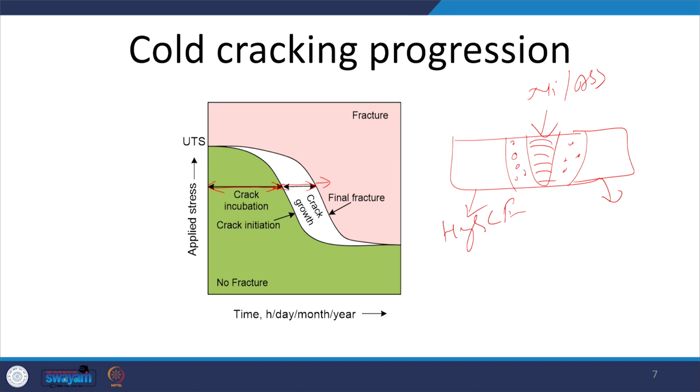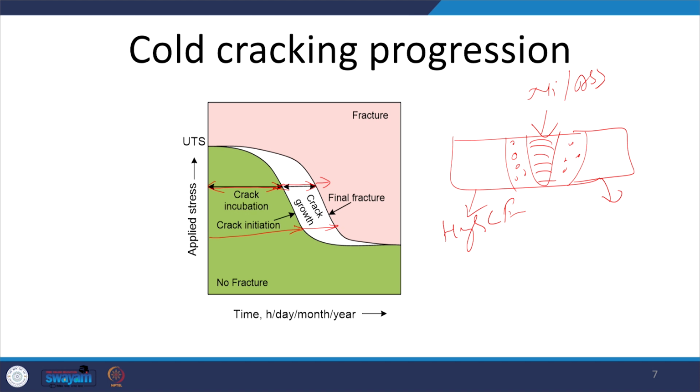If the hydrogen is less, the crack incubation time will be long, and it will take long to initiate the crack, then crack growth and finally fracture. So everything gets delayed. When the hydrogen is high, everything will be finished earlier: the hydrogen will diffuse towards the vacancies, then the crack will initiate, then it will grow, and then finally fracture will take place. If the hydrogen is less, these tendencies are minimized significantly.